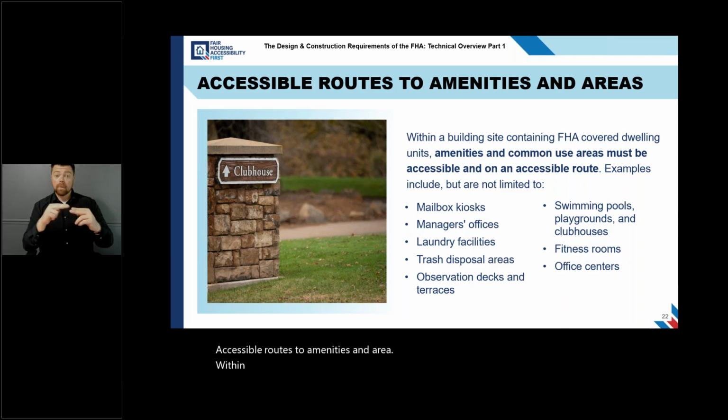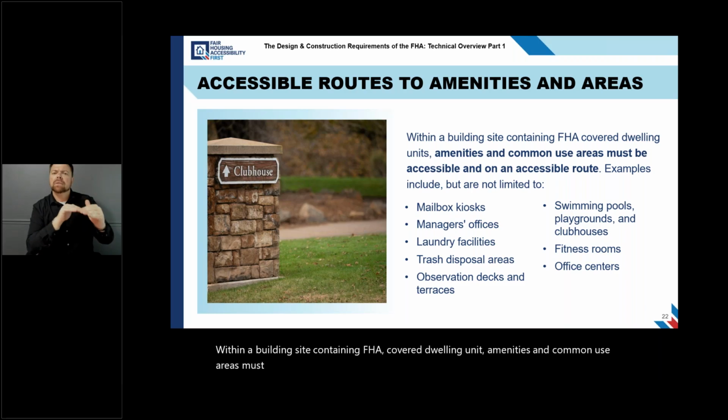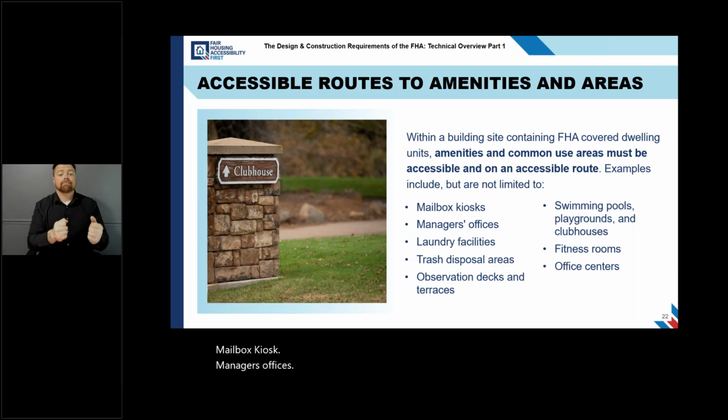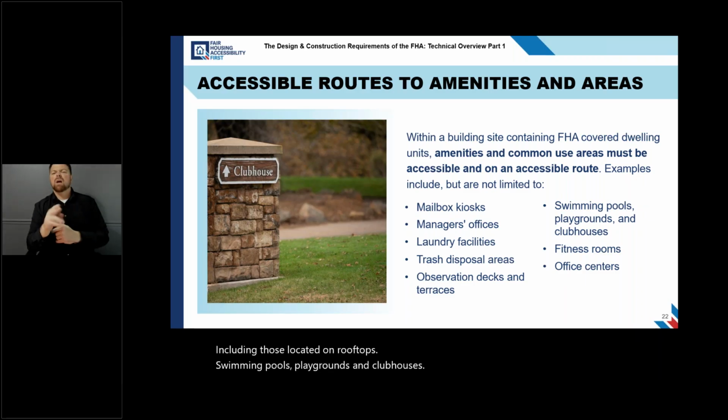Within a building site containing FHA covered dwelling units, amenities and common use areas must be accessible and on an accessible route. Examples include, but are not limited to, mailbox kiosks, manager's offices, laundry facilities, trash disposal areas, observation decks and terraces, including those located on rooftops, swimming pools, playgrounds, and clubhouses, fitness rooms, and office centers.